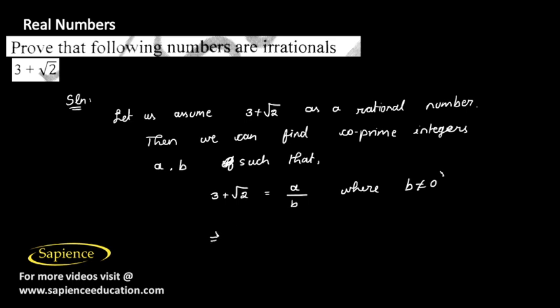Now we can rewrite this equation by taking the 3 to the right hand side. So root 2 is equal to a by b minus 3. Now if we cross multiply, we will get root 2 is equal to a by b minus 3b by b, and this can be written as root 2 is equal to a minus 3b by b.